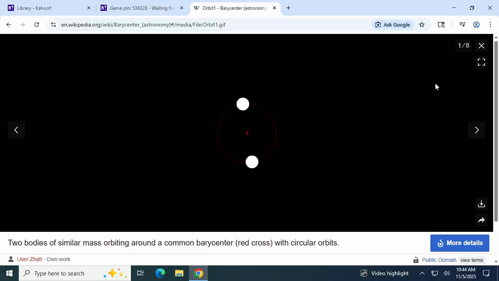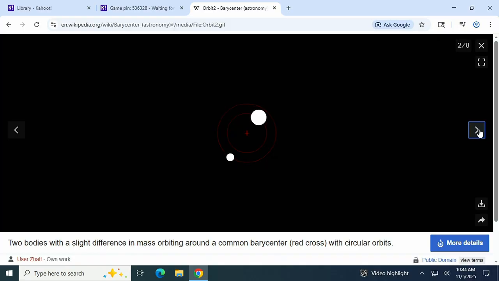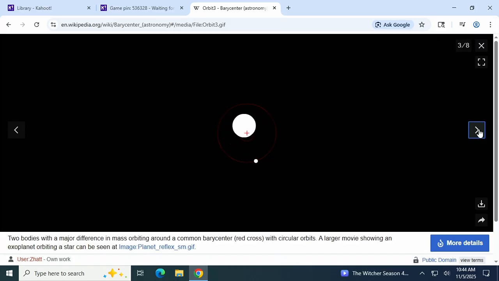If they have similar masses, then they'll just orbit the common center of mass of the system. If one is a lot bigger than the other, it will be closer to the center of mass, but they're still both orbiting the center of mass. As you get a bigger mass discrepancy, the larger mass will orbit less, and the smaller mass will orbit farther away from the center.